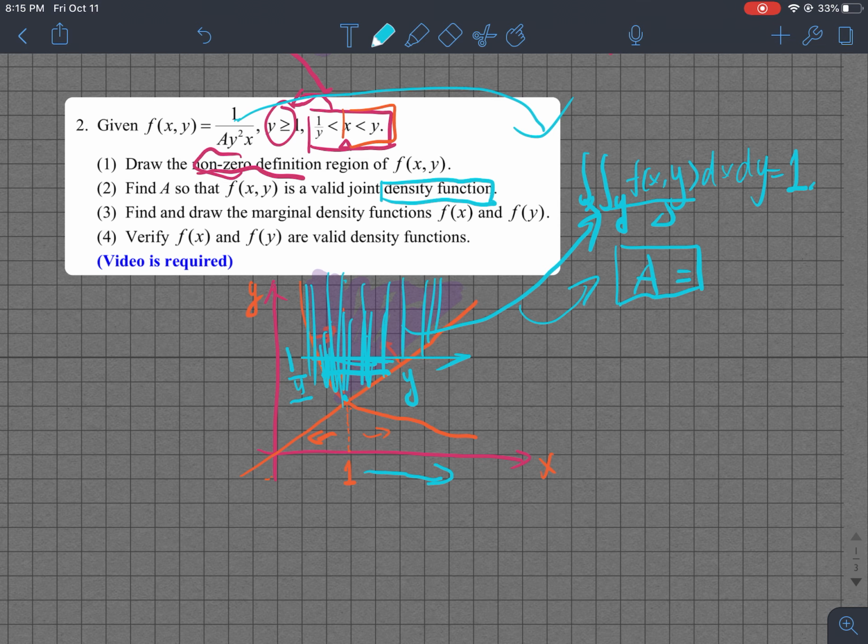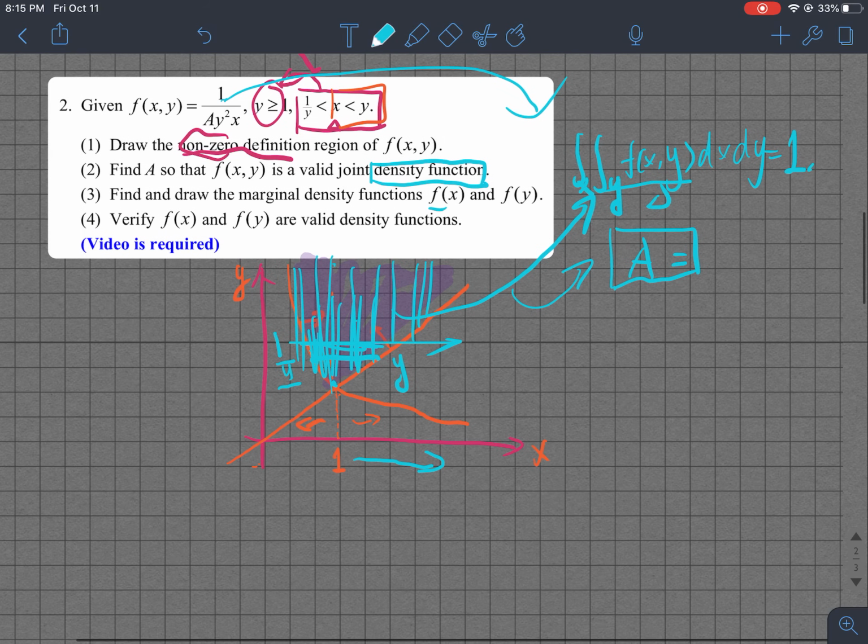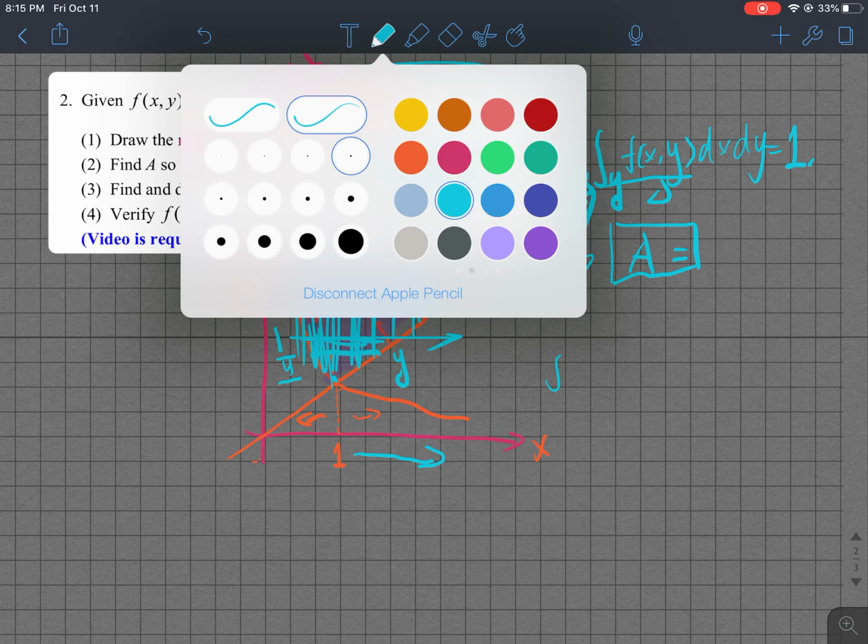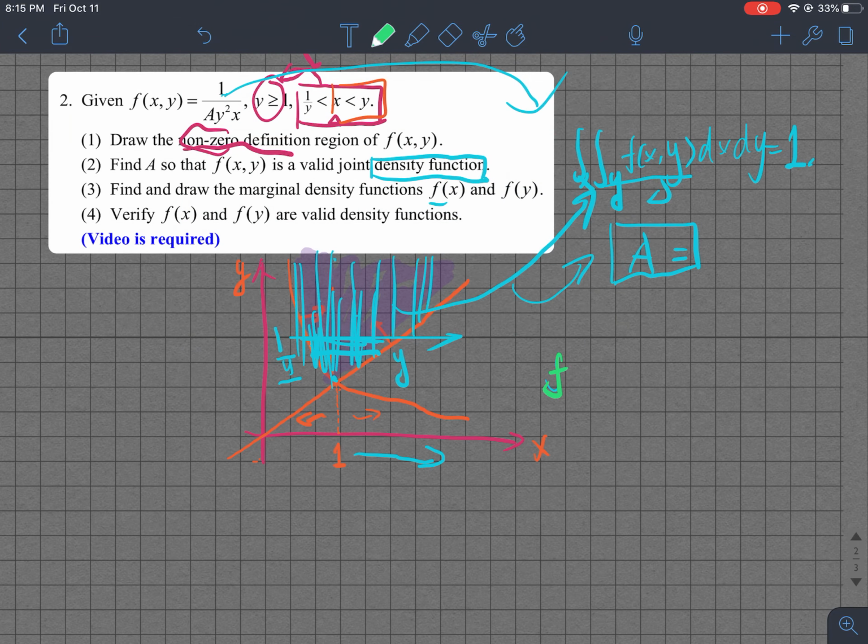For the third part, we need to write down the marginal density function. This is quite simple, I think. So f_Y, I will change to another color. Sorry about that. f_Y is basically just f(x,y), and we need to integrate with respect to x. Then we can get the same idea for f_X, which is the integral with respect to dy.